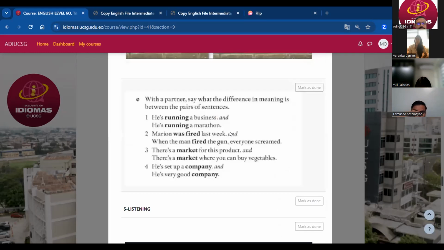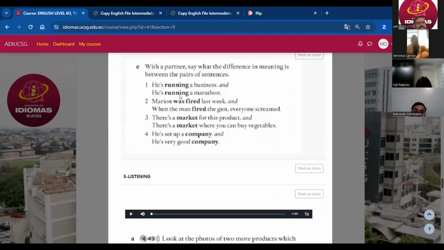Let's see what else. This one, with a partner, say what the difference in meaning is between the pair of sentences. He's running a business and he's running a marathon. In the second sentence, we have the normal meaning that we have for run. He's running a marathon, exercising, right? But you can also use the verb run to say directing, managing, controlling. He's running a business, right? Lleva un negocio, está a cargo de un negocio.